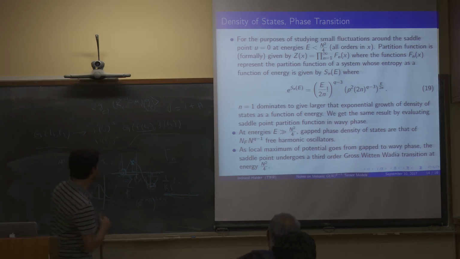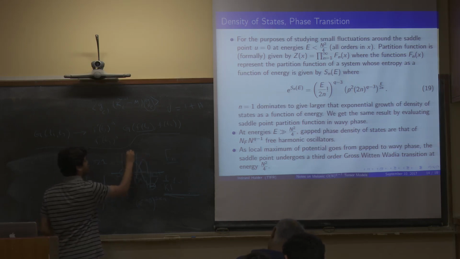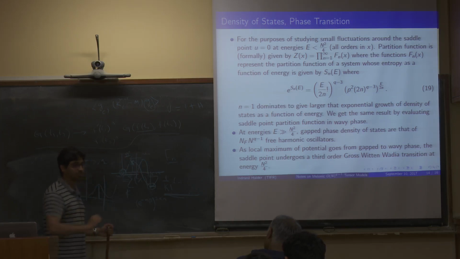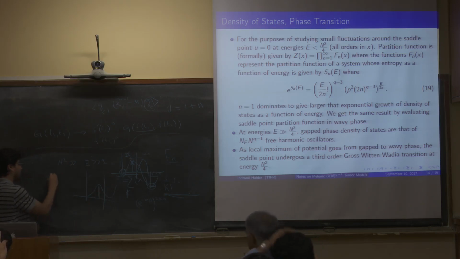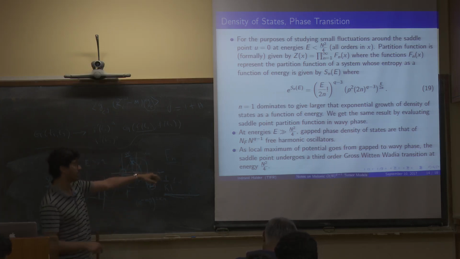Now you can ask this question: if you increase alpha, this maximum was here, and then you increased alpha and it went from the gapped phase to the wavy phase. So you can ask what happens when it is very close to these things. Does the entropy of these two different phases match smoothly? If you do this calculation, it happens that entropy as a function of energy has a third order jump when this saddle goes from gapped phase to wavy phase. So this is the Gross-Witten-Wadia transition that happens at energy n squared by 4.